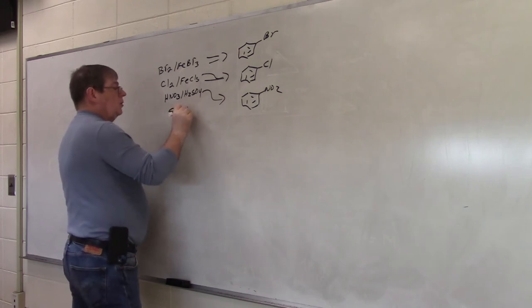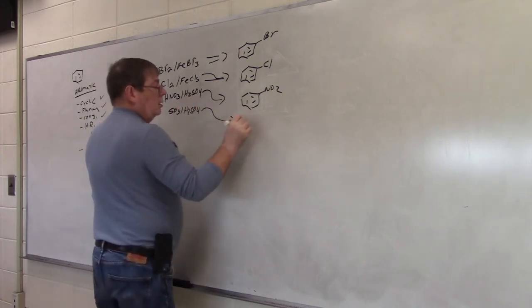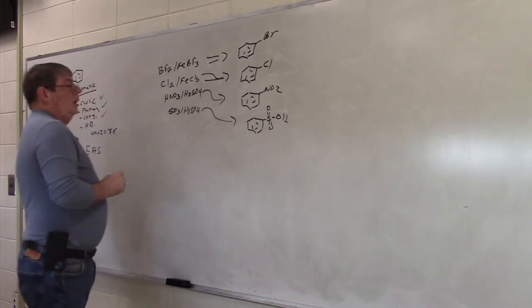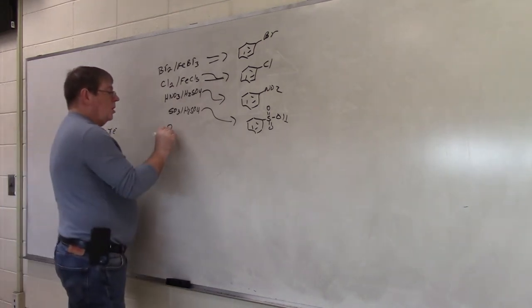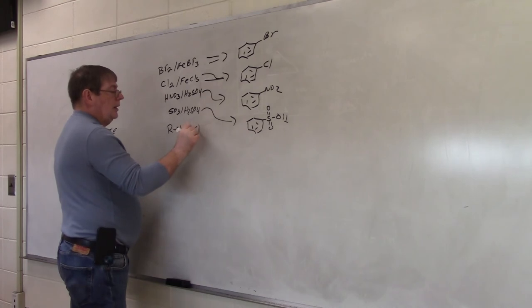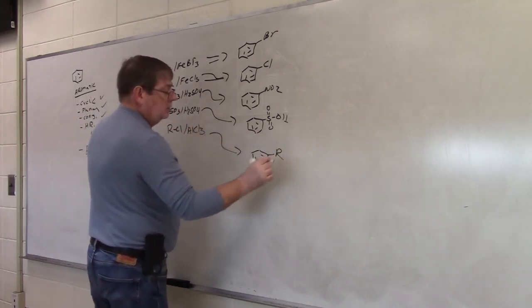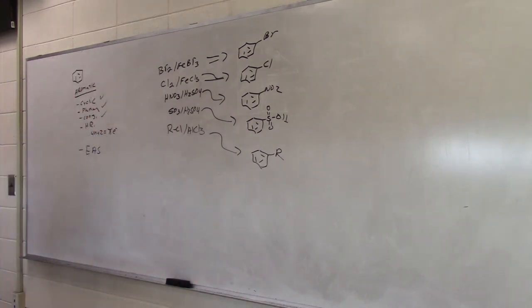SO3 and H2SO4 would make sulfonic acid. RCl and aluminum trichloride will do Friedel-Crafts alkylation. Remember, Friedel-Crafts alkylation is tricky because of rearrangements. So imagine pulling off the halogen. If that was a carbocation, could it rearrange to a more stable carbocation? If it does, rearrange it.